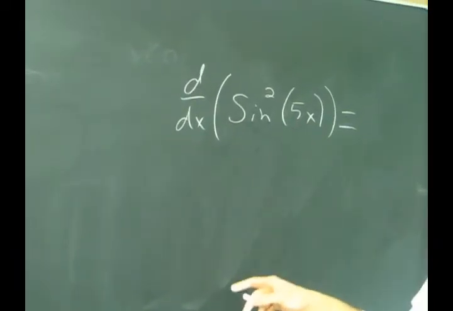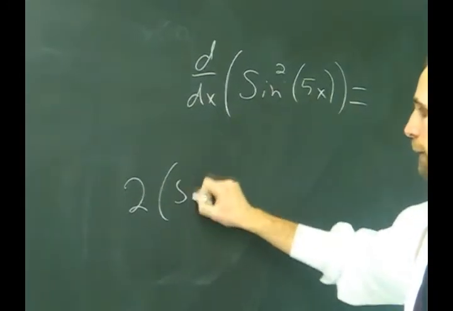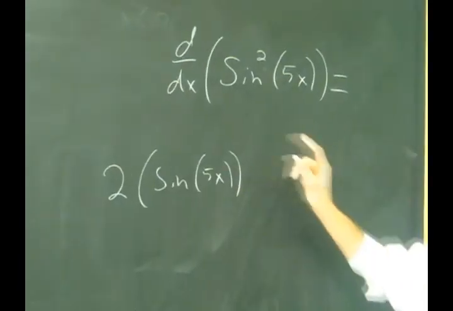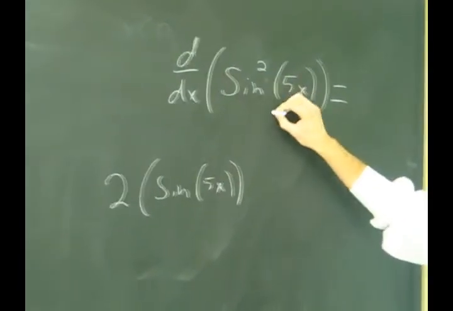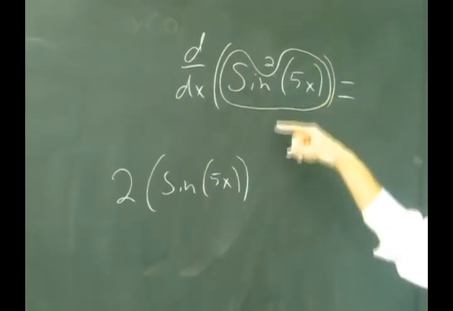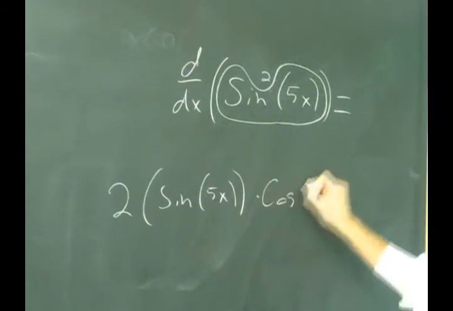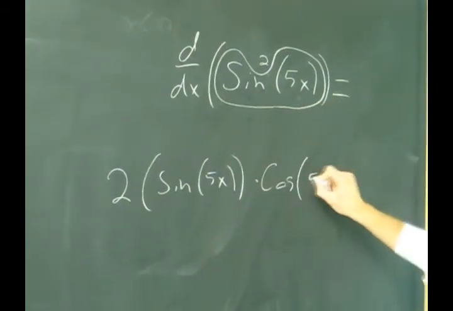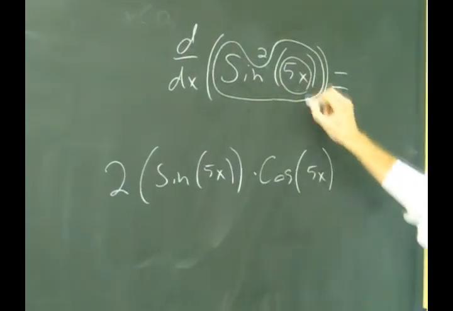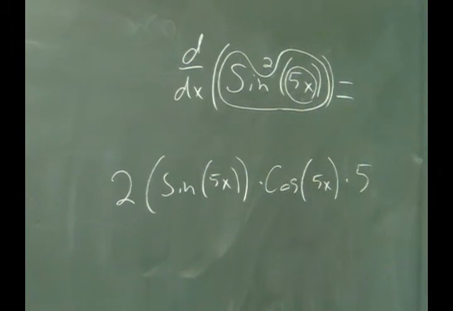So what you're going to do is, the derivative of the square is going to be 2 times, keep the inside. Alright, now that takes care of this square. So you're left with what's on the inside. The next function in is sine, whose derivative is cosine of 5x. And then the next function in is the 5x, whose derivative is just 5.